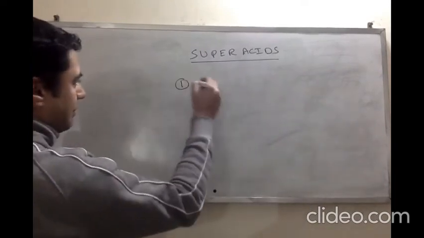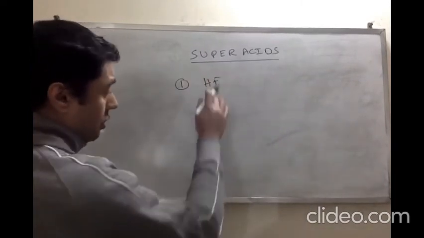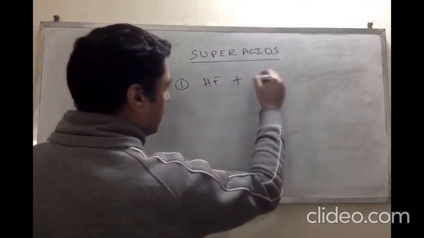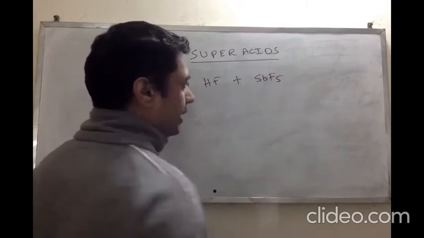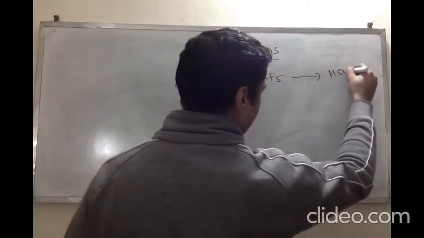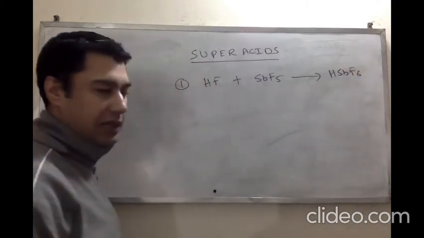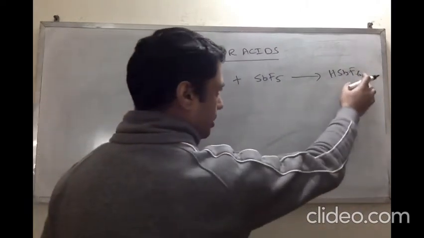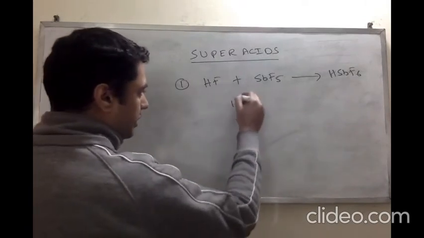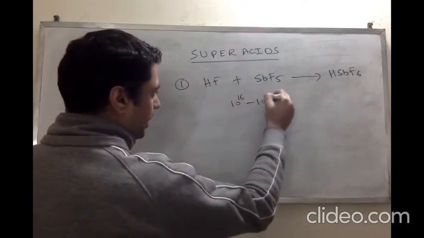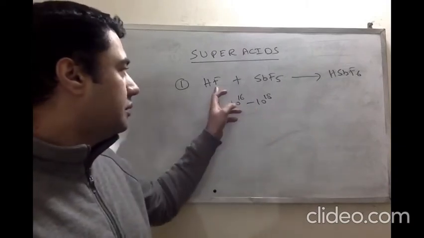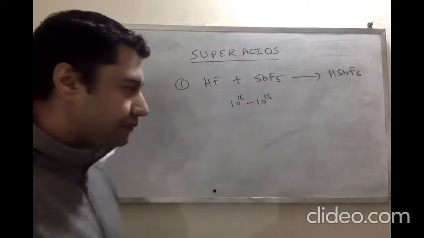So the first such example is taking the strong acid hydrofluoric acid, HF, and mixing it up with a very strong Lewis acid, SbF5, antimony pentafluoride, and this gives rise to HSbF6, that is fluoroantimonic acid, and this is the strongest known superacid so far, with an acidic strength which would easily be 10^16 to 10^18 times more than that of sulfuric acid, depending on the proportion of HF and SbF5.